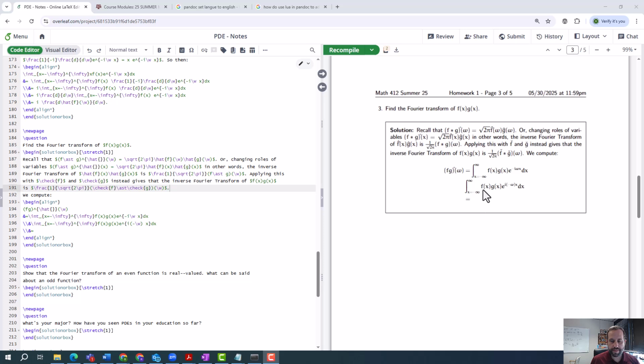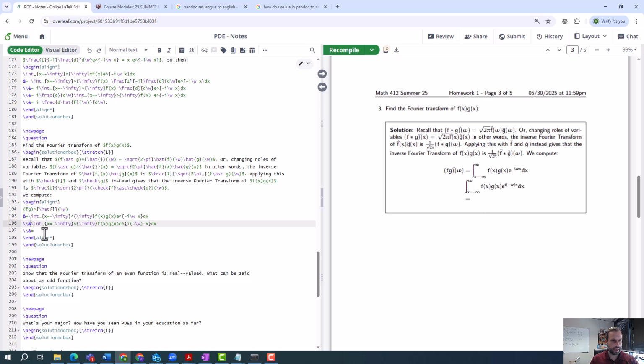Okay, so now we're going to come down here. The thing that we're computing right here, what is that? Well, that is the inverse Fourier transform of f times g evaluated at minus omega. So again, we're looking at the x variables as being the Fourier transform variable and the omega variable as being the more fundamental variable.